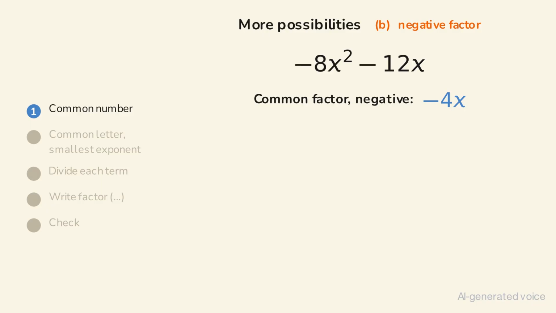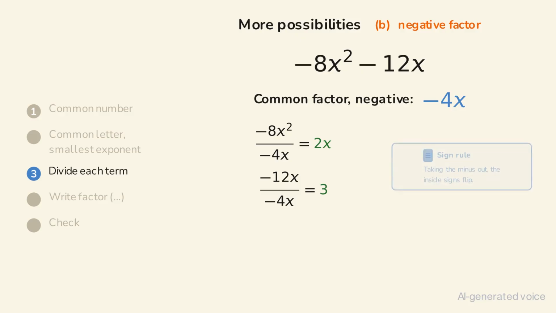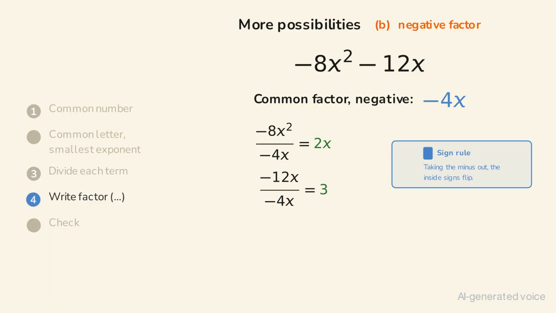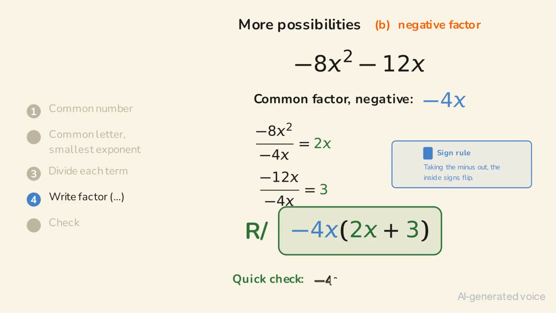When dividing, watch the sign rule. Minus over minus gives plus. Minus 8x squared over minus 4x gives 2x, positive. And minus 12x over minus 4x gives 3, positive. That's why, taking the minus outside, the inside signs flip, and inside we get 2x plus 3. The answer is minus 4x times (2x plus 3). Quick check. Minus 4x times 2x plus 3 gives us back minus 8x squared minus 12x.